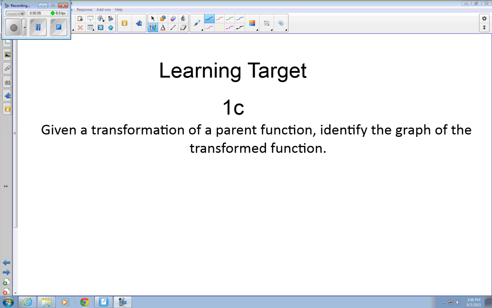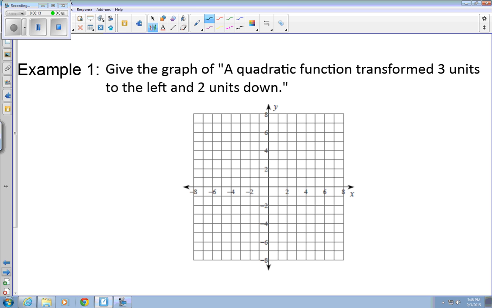Learning target 1C. This is, given a transformation of a parent function, we need to identify the graph of the transformed function. First example I used in class was, given the graph of a quadratic function, we're looking for a U-shaped graph that is transformed 3 units to the left and 2 units down. We always are going to go from the parent function here.